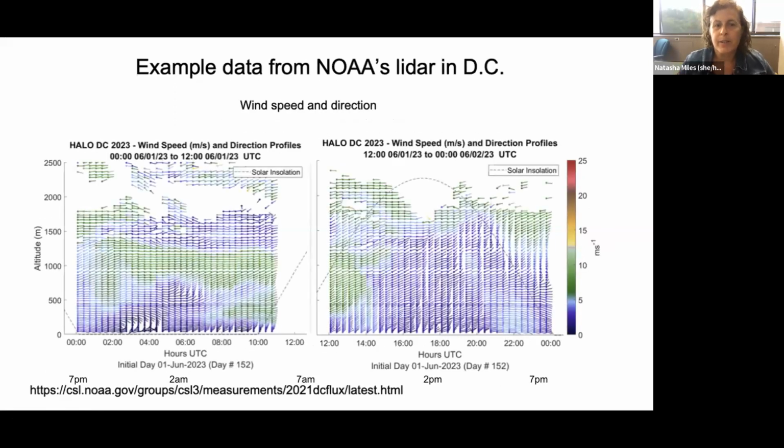And then the next one is the wind speed and direction. So we get that information as well. Yeah, these plots are maddening, but this is north, south, east, west direction. I think the color is speed. Every little arrow is a different measurement.